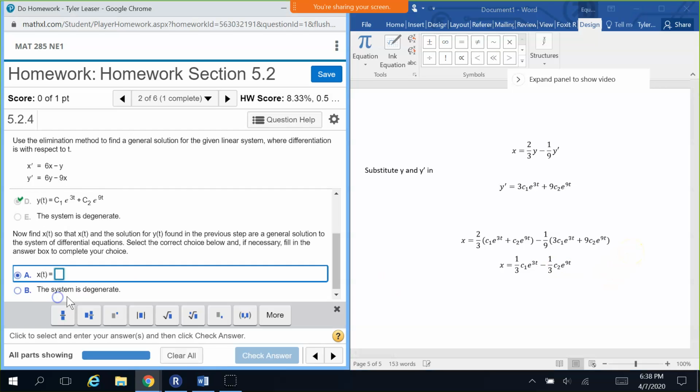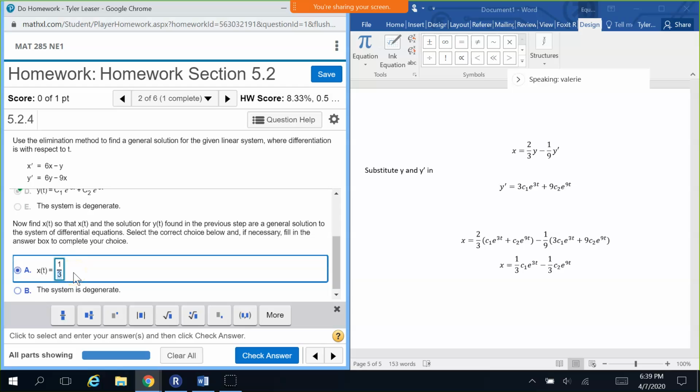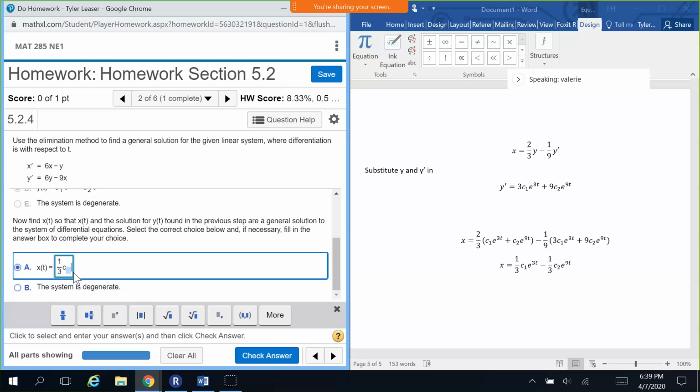All right, and then that goes here. Make sure I write it the right way though. C1 e to the 3t.